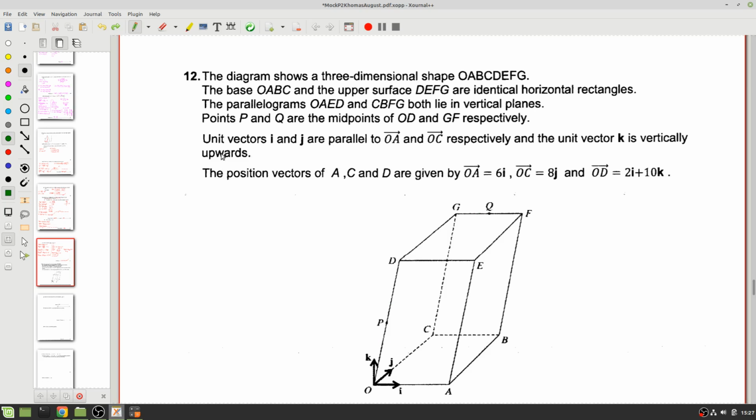Okay, and unit vectors i and j are parallel to OA and OC respectively, and the unit vector k is vertical. So k, it's important to know, is not in this direction. It's vertical. Right, important to notice that. And vertically upwards. The position vectors A, C, and D are given by this.